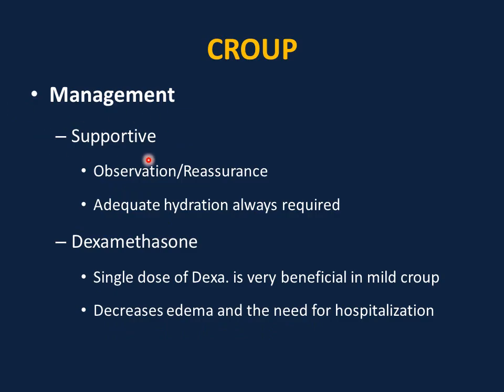Management of croup is mainly supportive: observation, reassuring the parents about the course of the disease and possible complications, and adequate hydration. Keep these children hydrated and well oxygenated. Dexamethasone, or corticosteroid in general, is very beneficial even in cases of mild croup. It may be warranted to give it to any child with mild croup to decrease the chance of hospitalization. Dexamethasone has a long half-life, between 36 and 54 hours, and a single dose can be given orally, IV, or intramuscularly. It decreases the laryngeal edema and the need for hospitalization.